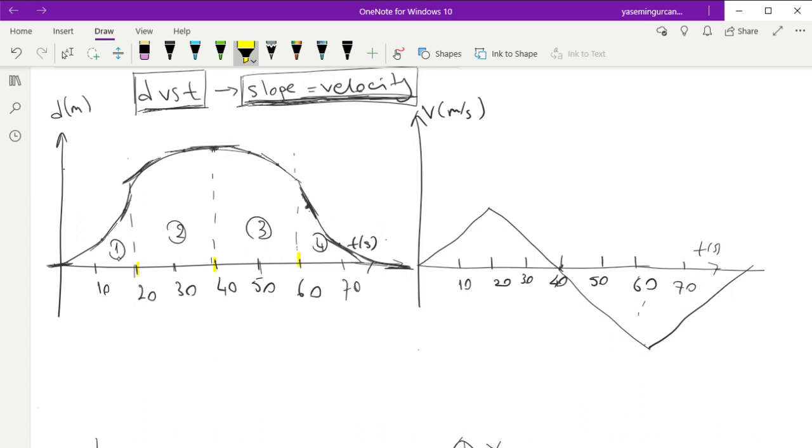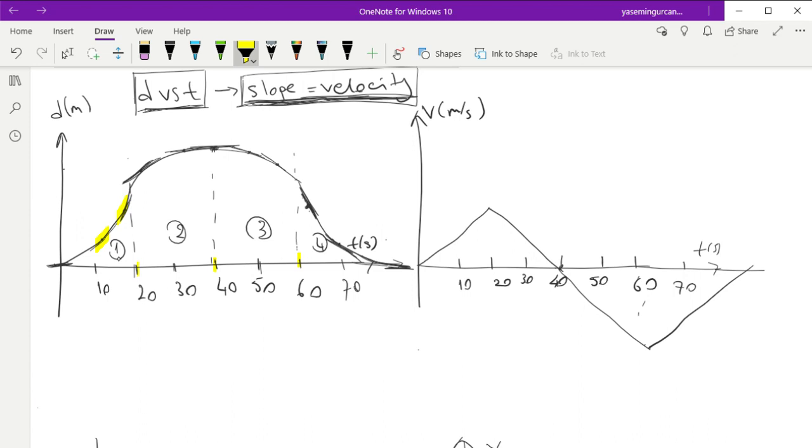And 60 and the further in time is standing for region 4. So in number 1, the curve is something like this. If you look at number 1 curvature, this curvature is not steeper than this, right? This is steeper. It's getting steeper.